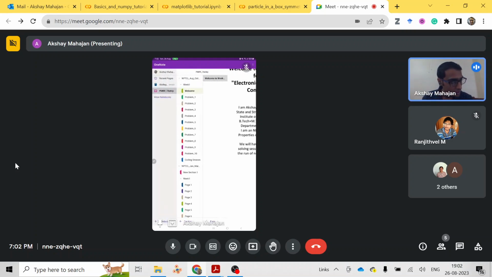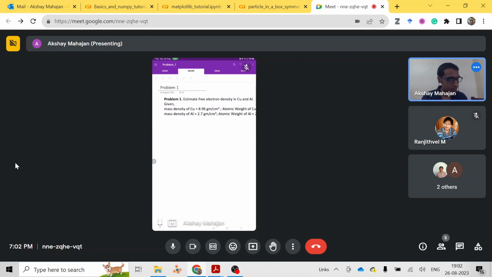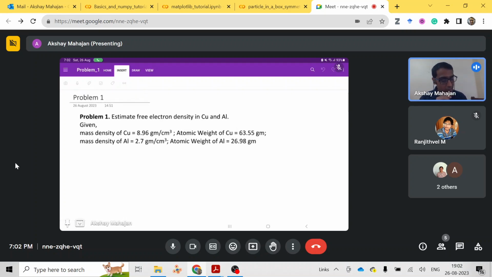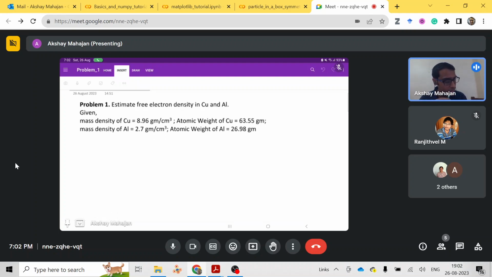Okay, so now we will start with our problem 1 of the session. Our problem 1 is to estimate the free electron density in copper and aluminium. What has been given to us is the mass density of copper, which is 8.96 gram per centimeter cube, and the atomic weight of copper, which is 63.55 gram, and similarly mass density and atomic weight are given for aluminium as well.